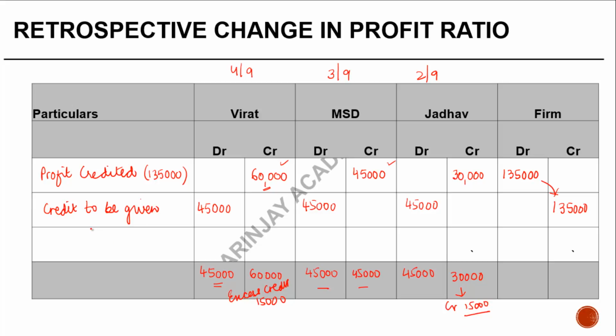So the entry which is going to be passed is to Jadhav's capital account 15,000, and the debit will be to whom? Virat's capital account.